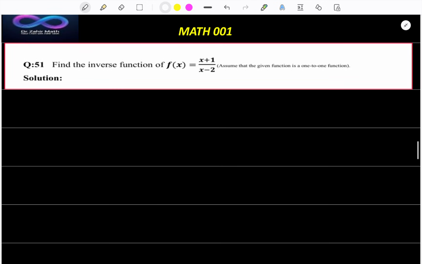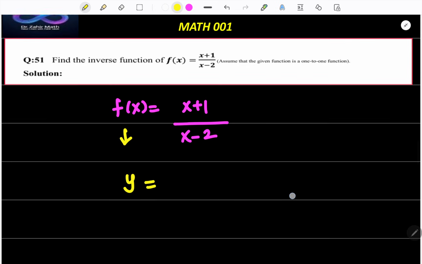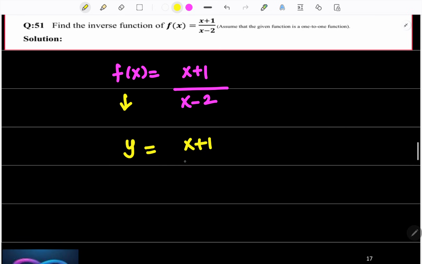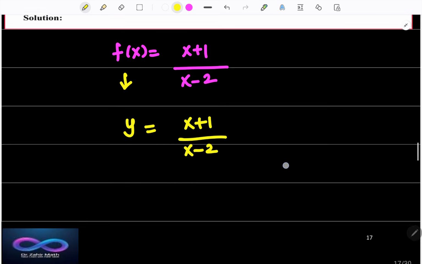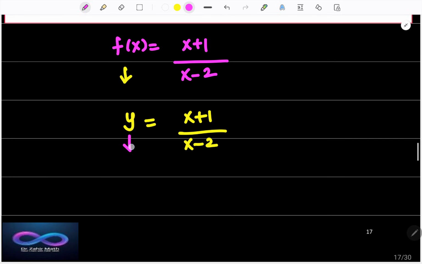Right. Find the inverse of what? f of x equals x plus 1 divided by x minus 2. So f of x equals x plus 1 divided by x minus 2. What is step number 1? Put f of x equals y, which is x plus 1 divided by x minus 2. Now what is step number 2? Change y as x, okay, and x as what?